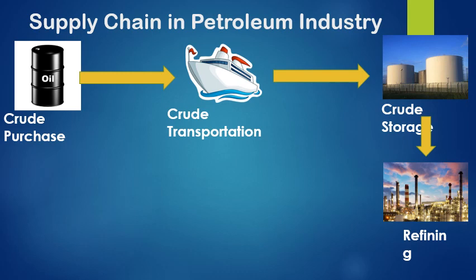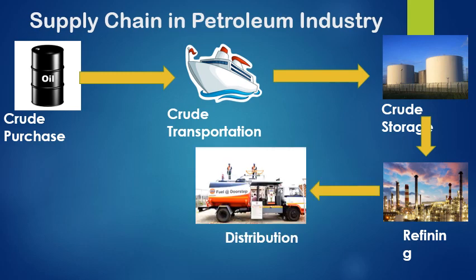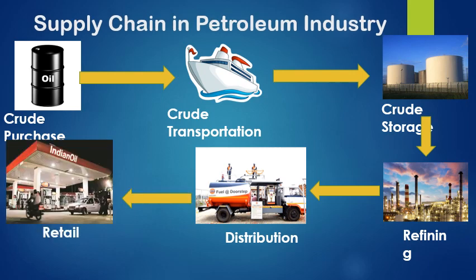After refining the crude oil, you will get different types of products like petrol, diesel and other products derived from the crude oil, and these products are distributed to different retailers. So this is a very simplified view of the end-to-end supply chain for petroleum.